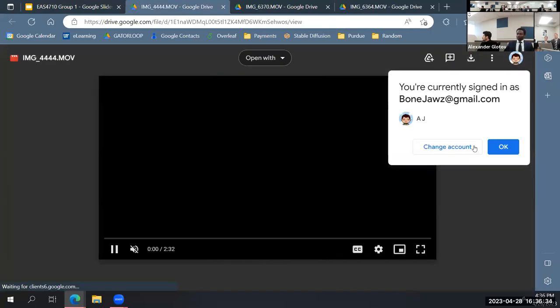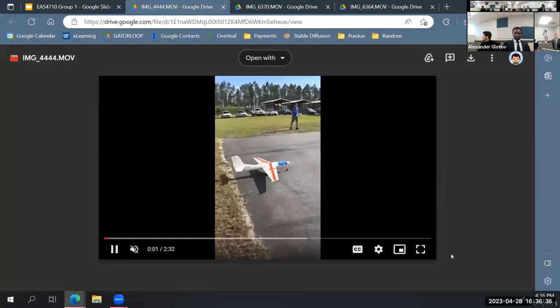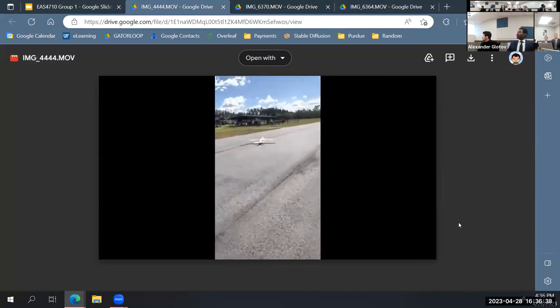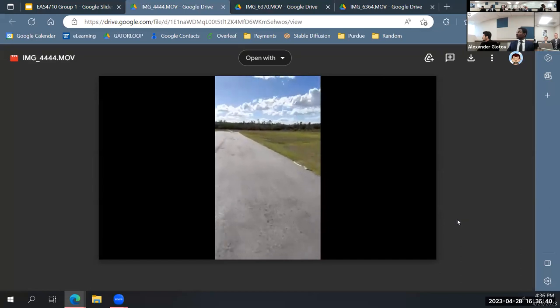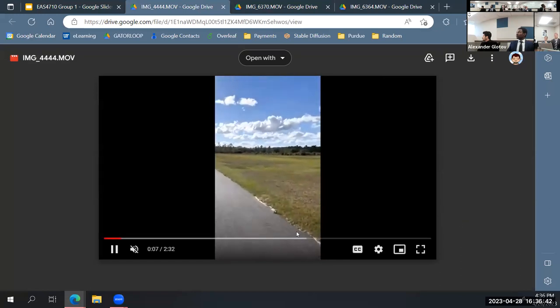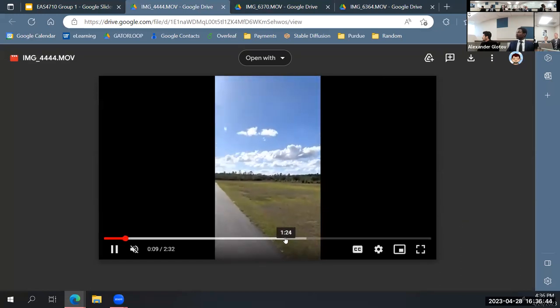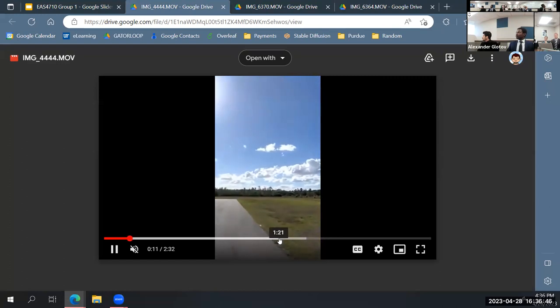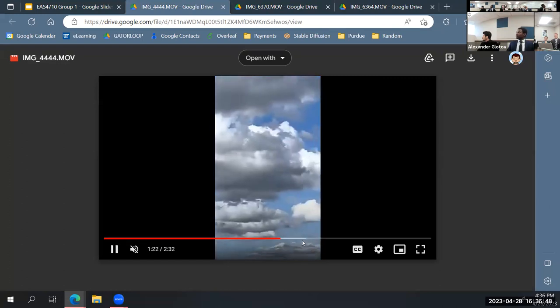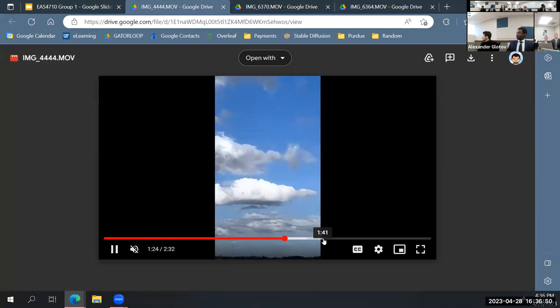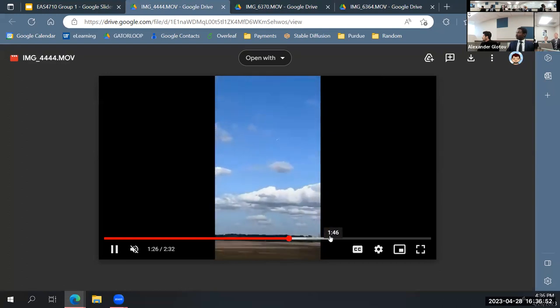So here we have a full video. We're going to start from takeoff. And you can see the takeoff is a little squirrely in the beginning there. However, I was able to stabilize the plane and bring us up in altitude. And then we went to complete our laps. So here you can see, I think this might be the low pass.